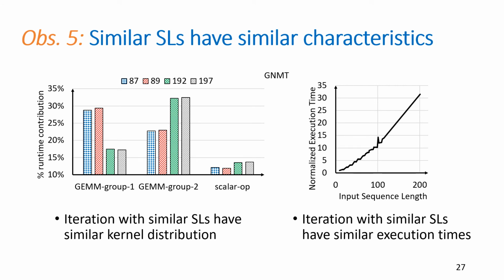This brings me to our fifth observation, that iterations with sequence lengths close to each other have similar execution profiles. This can be observed in the plots here. The first plot shows the proportion of various kernels for four different sequence lengths, in which pairs of sequence lengths are similar. As you can see, the proportion of kernels in profiles of the sequence lengths within a pair are very similar. Moreover, in the plot on the right, we show the normalized runtime of iterations sorted by the sequence lengths. And as we can see, while the runtimes can differ by over 30x, runtimes of sequence lengths close to each other are very similar.